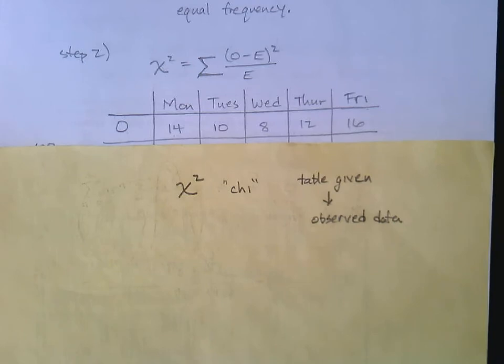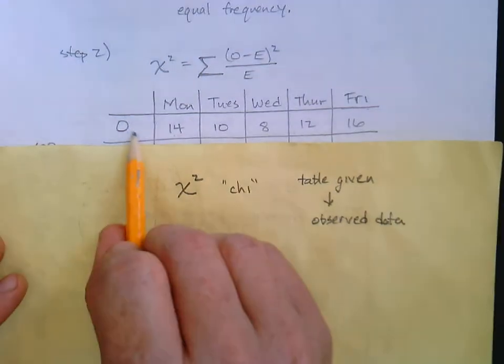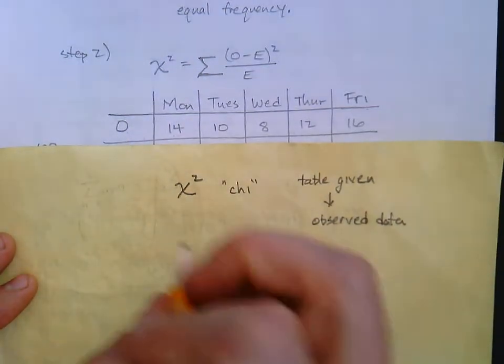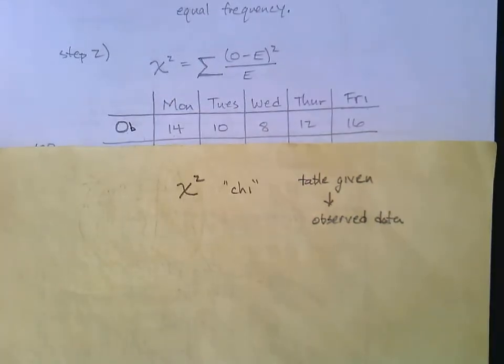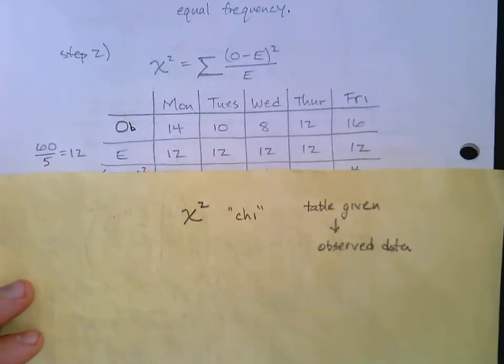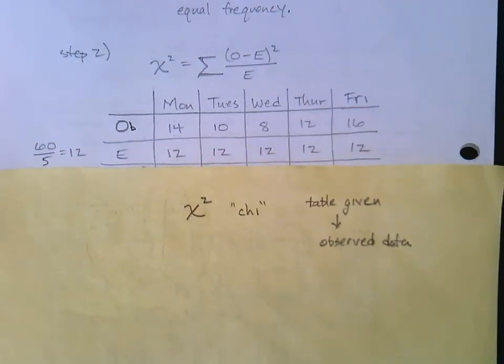Now, if what they give us in the table is the observed, maybe it'd be easier to write OB, right? Observed. Then what is the expected? The expected is based on our assumption in the null hypothesis. We assume, or we expect, that sick days occur with equal frequency. So let me show you what that row would look like and just where that comes from.